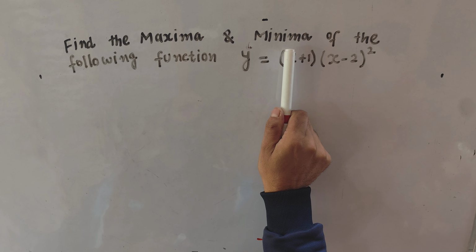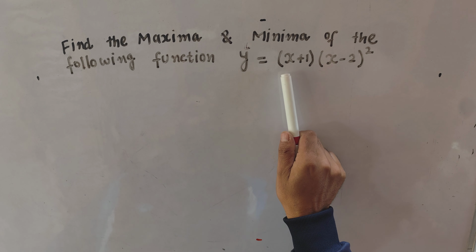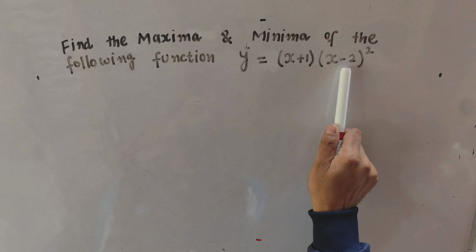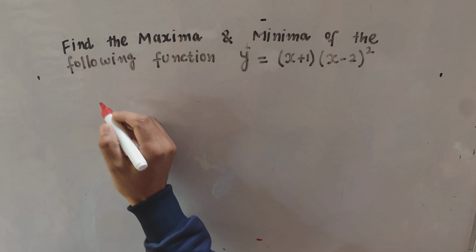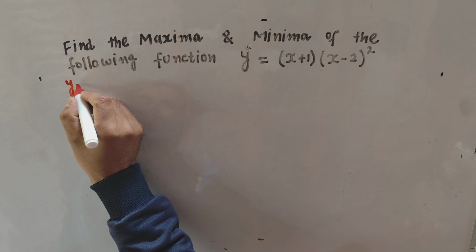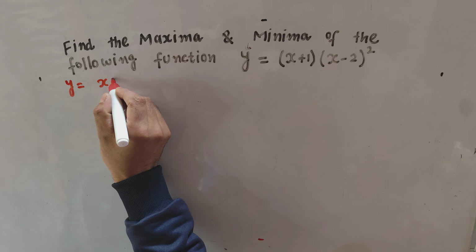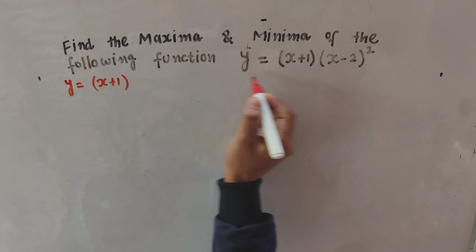Find the maxima and minima of the following function: y is equal to (x plus 1) times (x minus 2) whole square. Okay, so how do we find them? Let us first simplify this. So we have y is equal to x plus 1, and let's expand this.